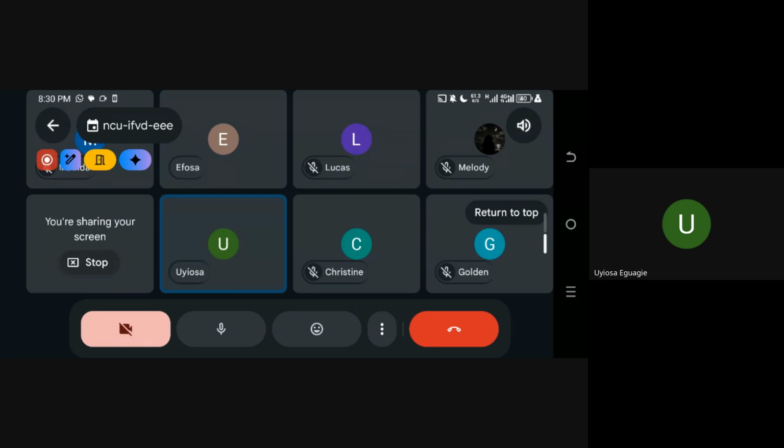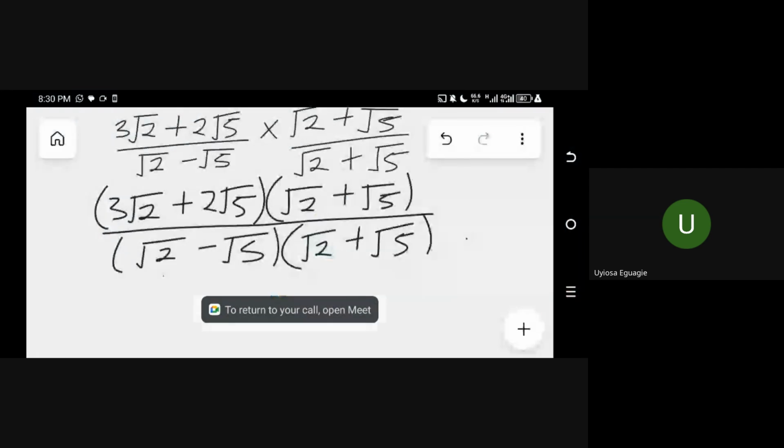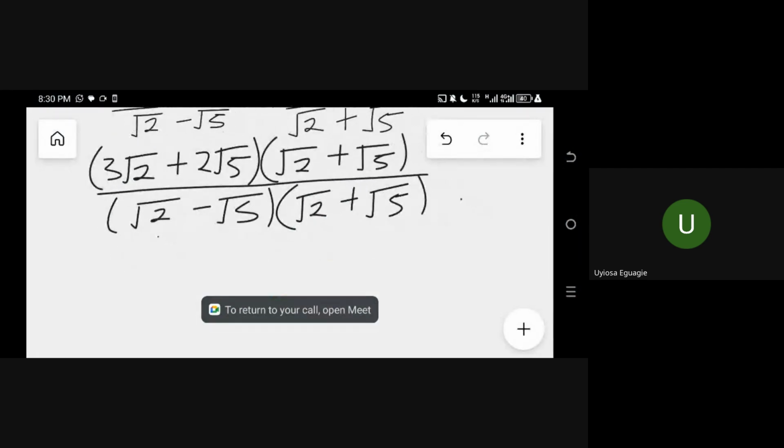Yes, Efosa, I was asking if you can expand the numerator for us.